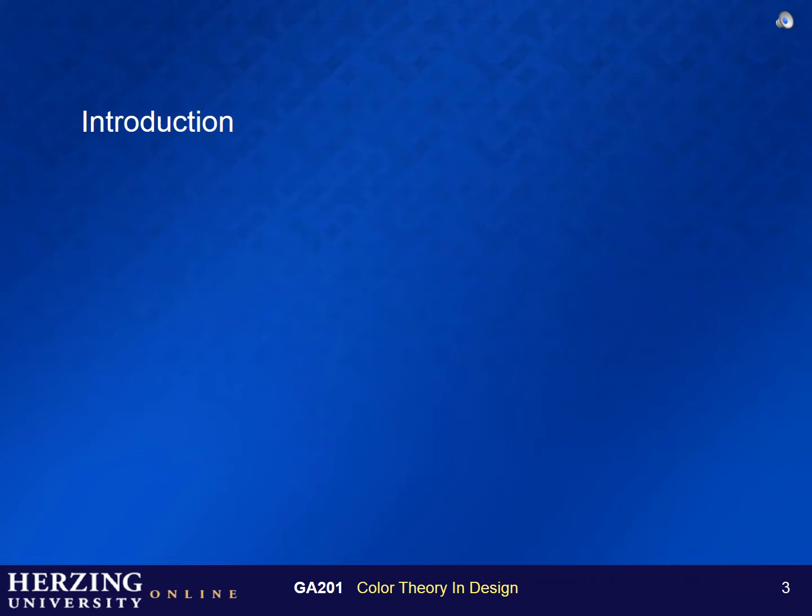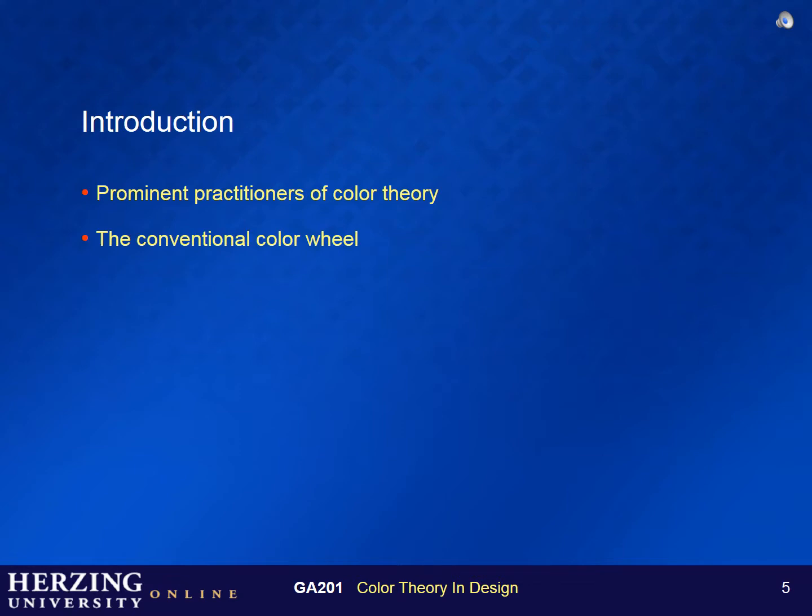Introduction. In the search to find ways to best use and index color, many theories have been developed over time. This lecture will survey some of the more prominent schools of thought regarding color relationships and how they apply to successful designing. Additionally, the second chapter of this lecture will discuss the conventional color wheel and how it is used to create simple color harmonies.